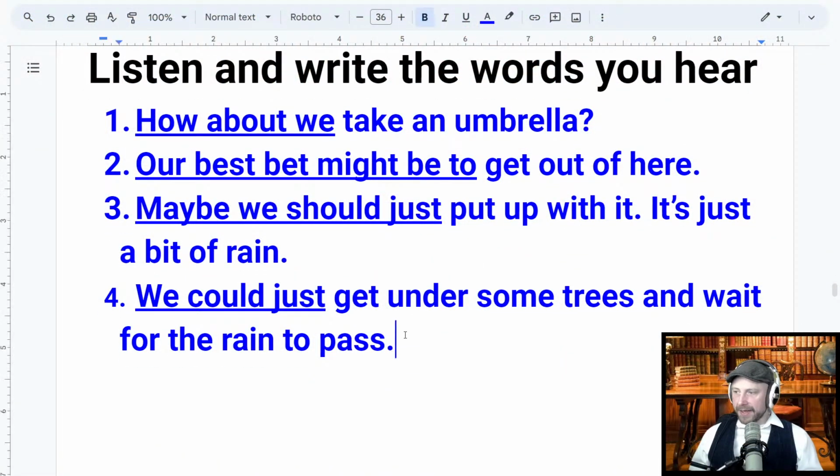There you can see the original words. You should check those and compare them to what you've written. I will say them again to give you some idea of the pronunciation. So here we go. How about we take an umbrella? Our best bet might be to get out of here. Maybe we should just put up with it. Just a bit of rain. We could just get under some trees and wait for the rain to pass.